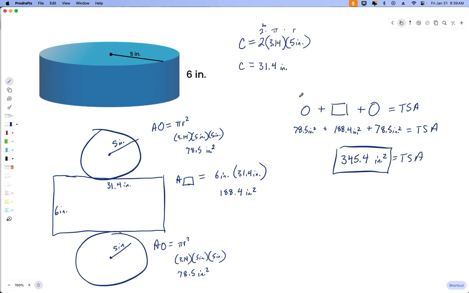Okay, so again, circle plus rectangle plus circle. That's how we do it. And that's all I've got. If you have any other questions about this, please feel free to ask.